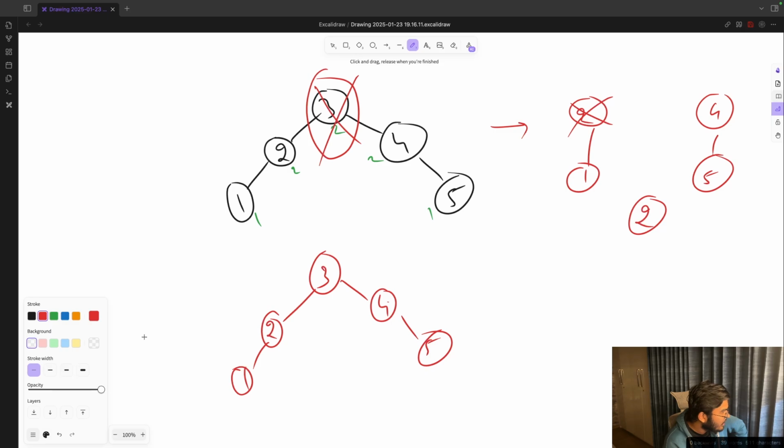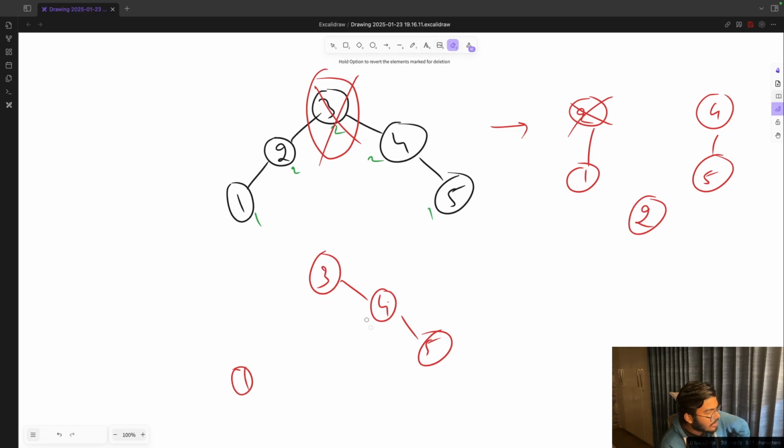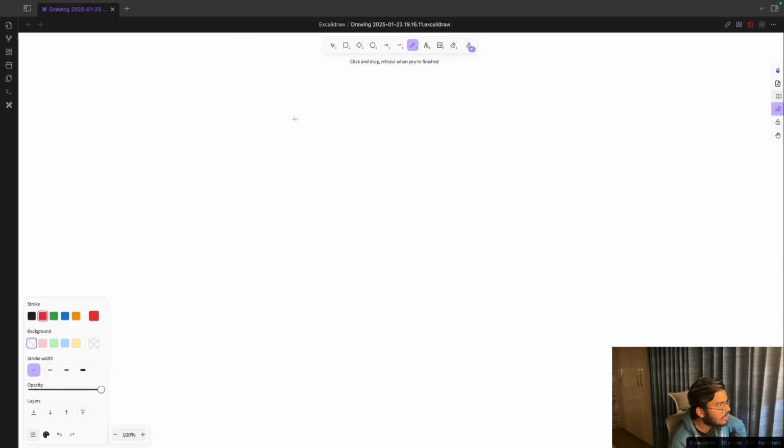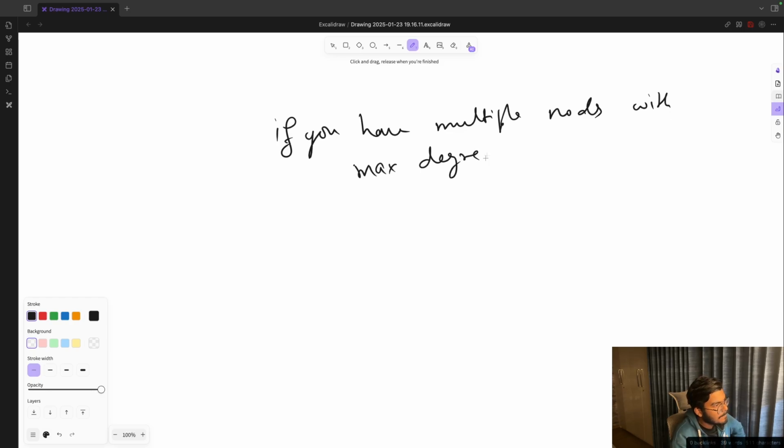So let's just delete that. And then you can delete one of these two nodes, so you will have an answer of 3, right? So what you can do, if you have multiple nodes with max degree, then try at least 2 of them, right?